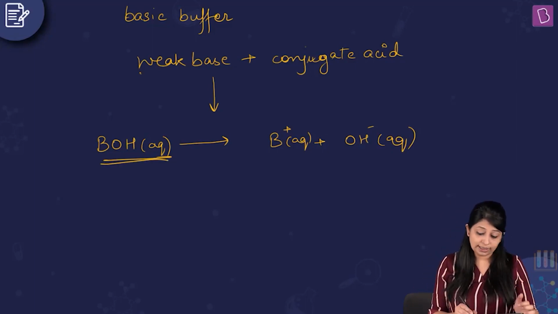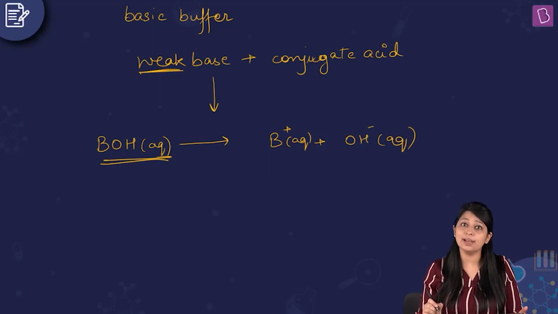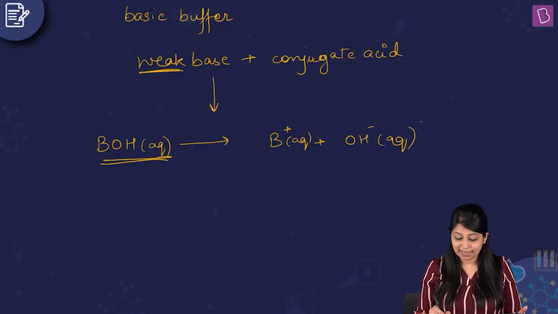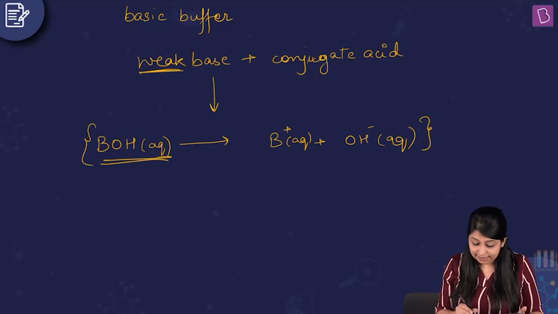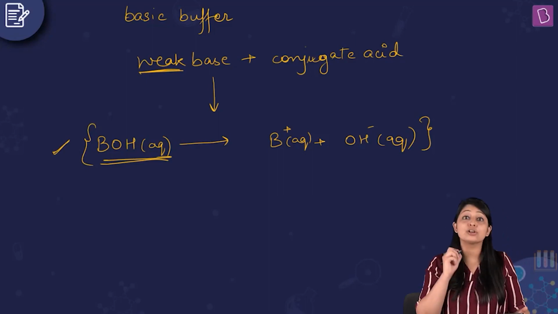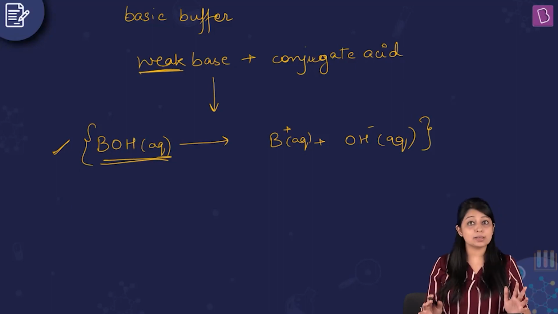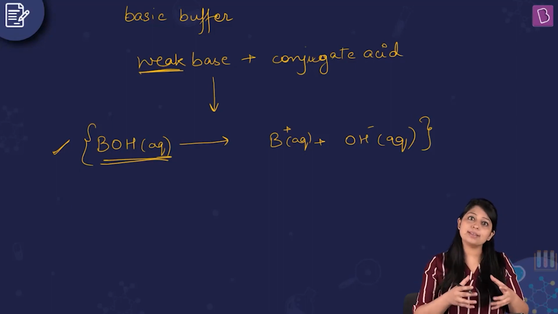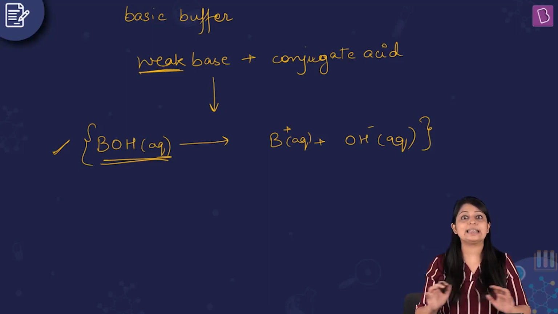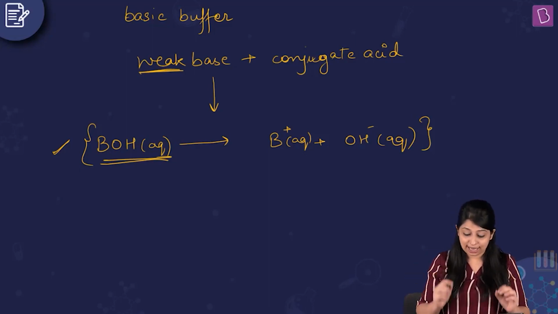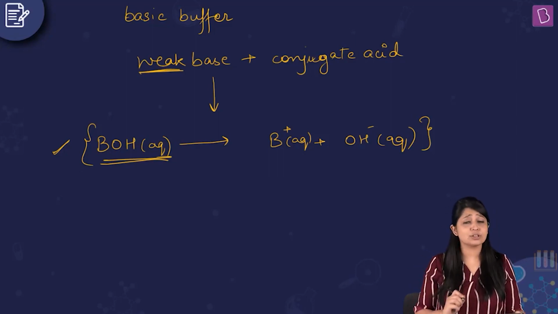But what is a weak base? And do we have a strong base as well? Well, yes, we do. The equation in front of you is an equation of a strong base. Why? This is an irreversible reaction and all of the base is dissociating into B plus and OH minus in the aqueous solution. So this is a reaction of a strong base.